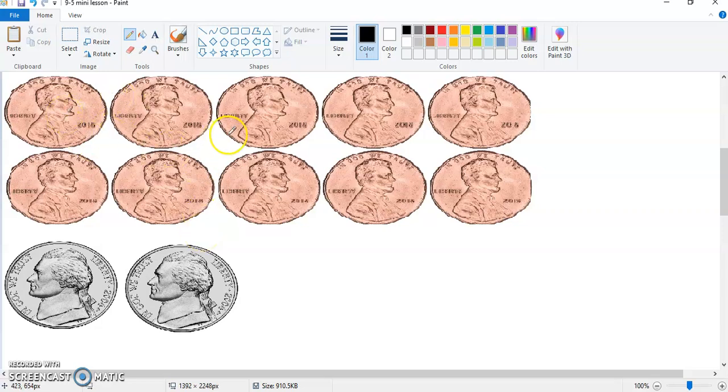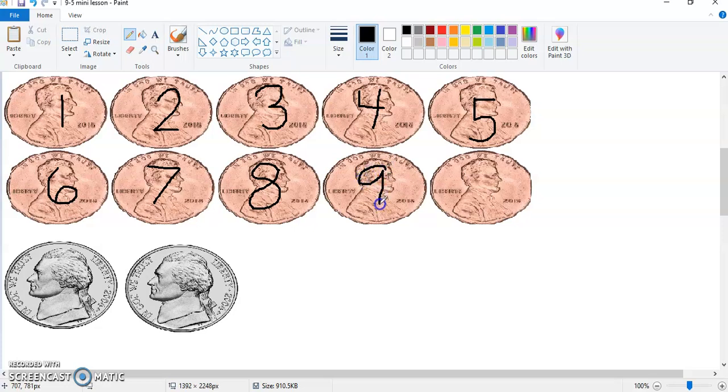Well, let's count. When we're counting by pennies, we need to count by ones. So here we go. Ready? 1 cent, 2 cents, 3 cents, 4 cents, 5 cents, 6 cents, 7 cents, 8 cents, 9 cents, 10 cents. So in all, we have, in pennies, 10 cents. And remember, the cent sign is like this. It's a C with a line through it.